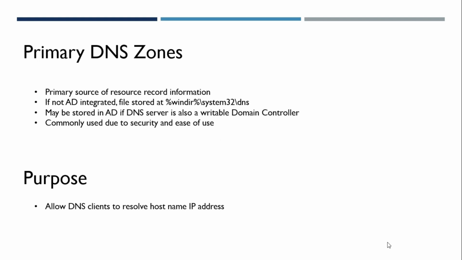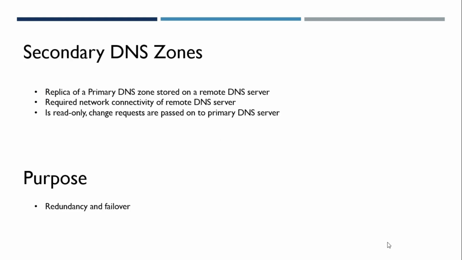It is important to keep in mind that the primary zone is the only zone type that can be directly edited or updated. Now, a secondary zone is a read-only replica of a primary DNS zone that is hosted on another remote DNS server. This means that your DNS server must have network access to the remote DNS server in order to gather the information. This DNS zone is not stored in AD because it's just a read-only copy of a DNS zone. If you try to update a record in the secondary DNS zone, the change request will be passed on to the server which holds the primary DNS zone. If the server is available, the update will be made.